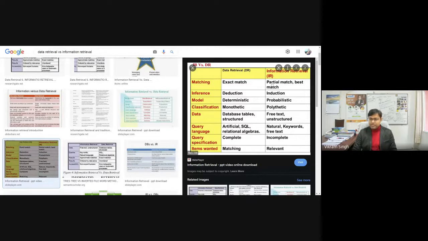In the case of information retrieval, it is based on partial match. We will discuss this, because information retrieval is based on one phenomenon called balancing exploitation with exploration. For the time being, it simply means that in the results we fetch in information retrieval, some results will match the current query.